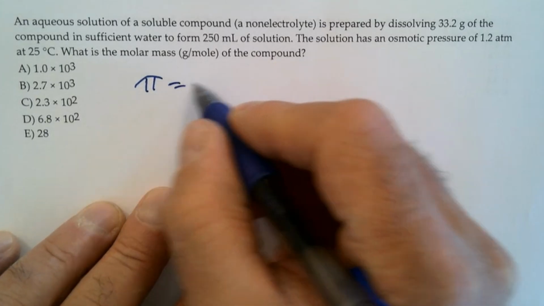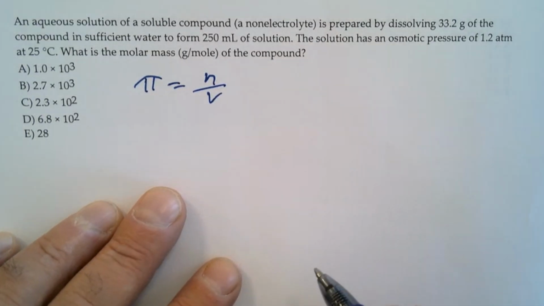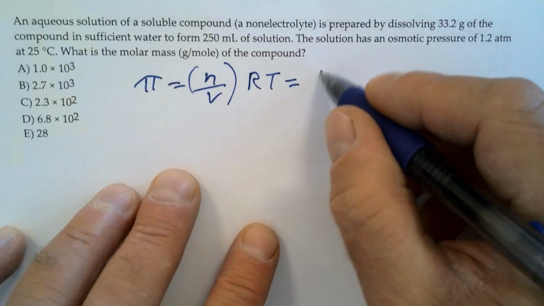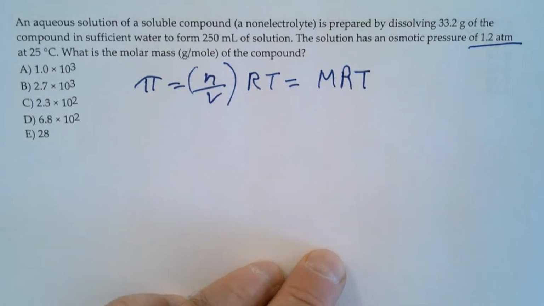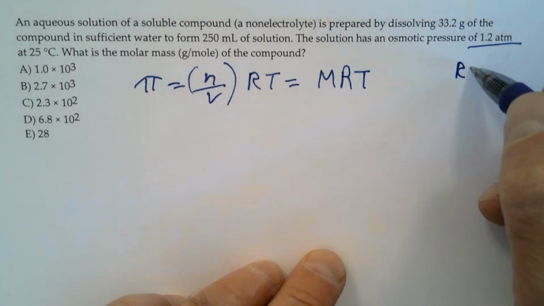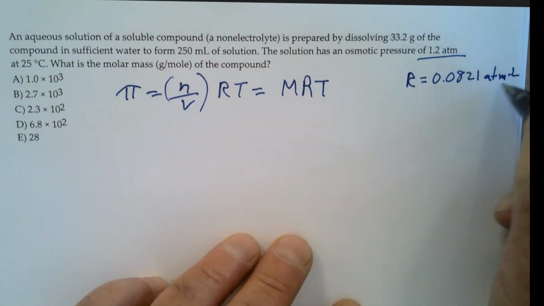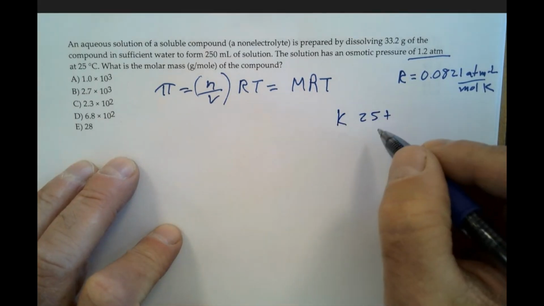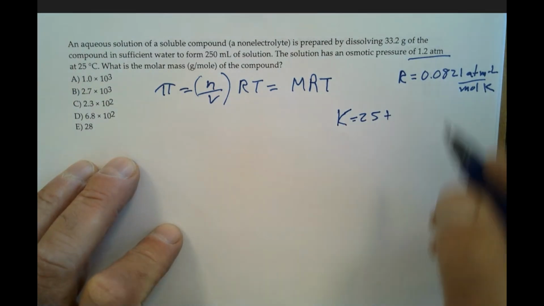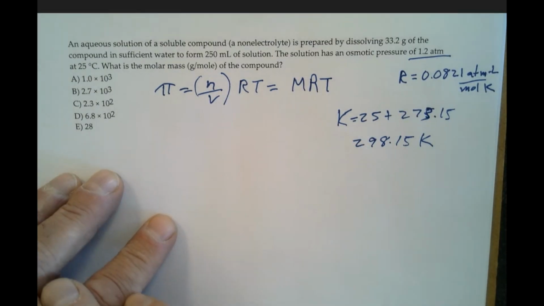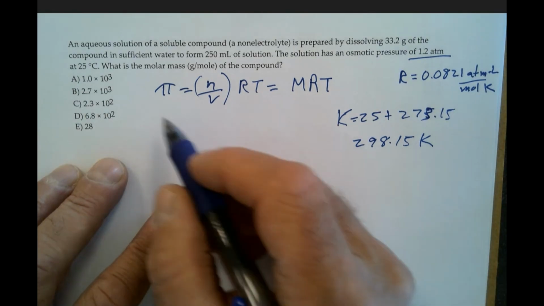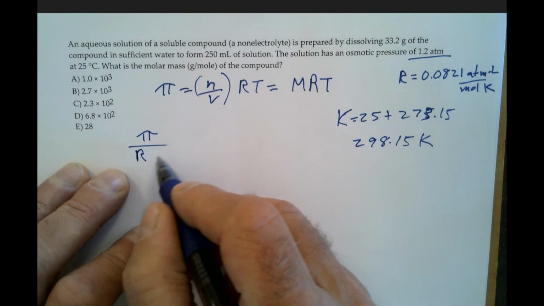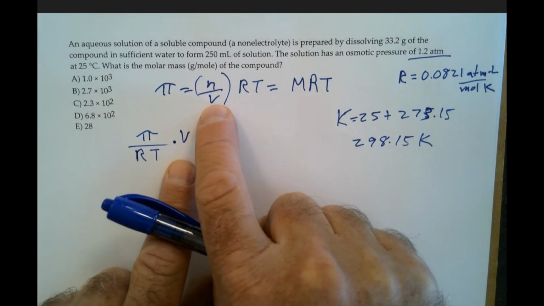Osmotic pressure is equal to number of moles per volume, that looks like molarity, times RT. So this was what was in the slideshow. Since we're in atmospheres, the value of R we probably want is this one that looks like liters atmosphere per mole Kelvin. One other little point of business, we want to be in Kelvin. That's an uppercase K. So now we've got everything we need, but I'm thinking we could probably rearrange this. I'm going to divide both sides by RT, and then multiply both sides by volume.